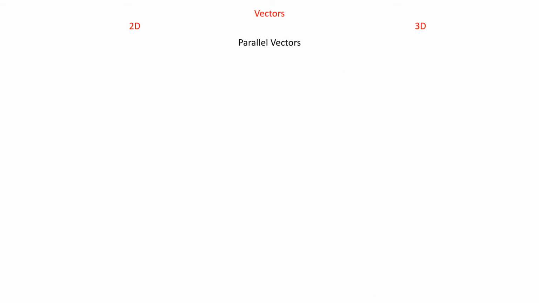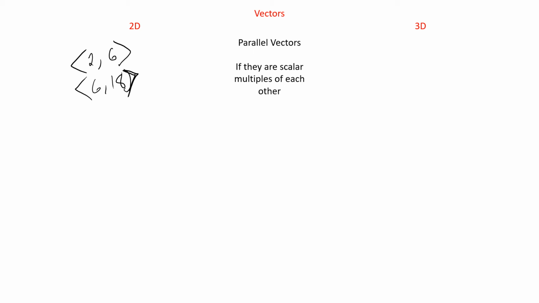Next, we use parallel vectors. Vectors are parallel if they are scalar multiples of each other. So in 2 dimensions, if we have the vector 2, 6, and the vector 6, 18, this one is going to be 3 times 2, 6. So it's a scalar multiple of it. They are parallel. They just have different magnitudes, but they're going in exactly the same direction.